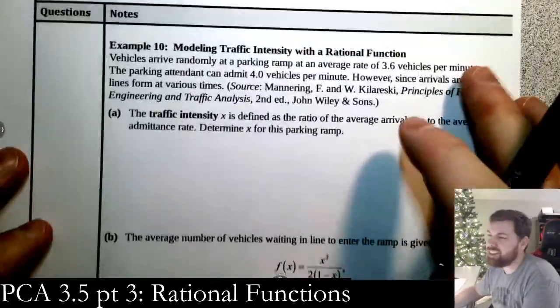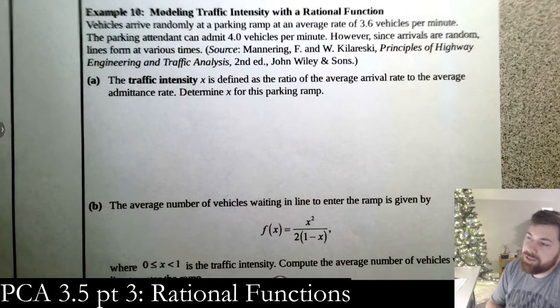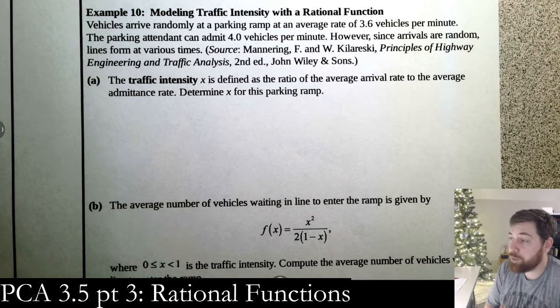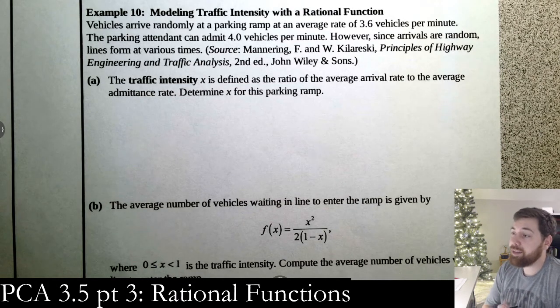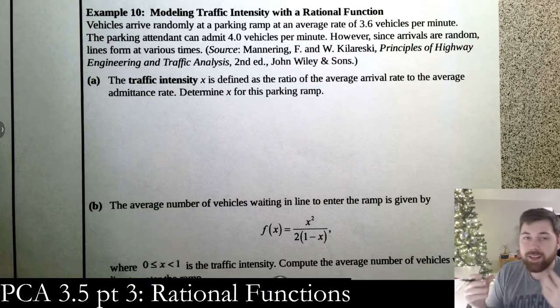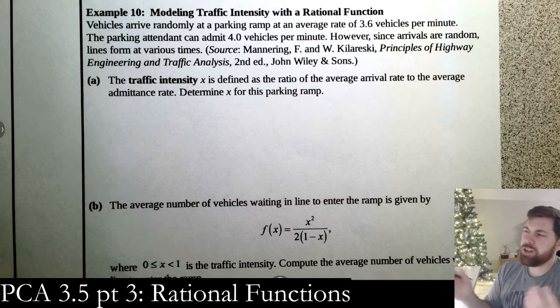All right, and on to how we can use this. Not the greatest example. Probably parking ramps aren't super interesting to you. But it says vehicles arrive randomly at a parking ramp at an average rate of 3.6 vehicles per minute. The parking ramp attendant can admit 4 vehicles per minute, okay? However, since they are random, lines form at various times, right? We have surges.